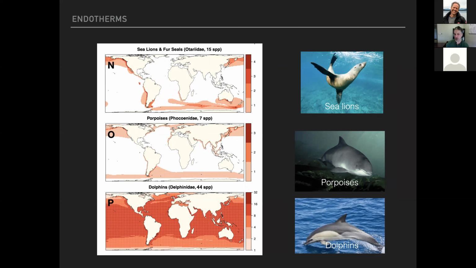Porpoises show up throughout the globe, but their biggest distributions, again, are in cold water. And the one exception to the rule is this really diverse dolphin family, the oceanic dolphins, which I'm going to touch on more down the line.